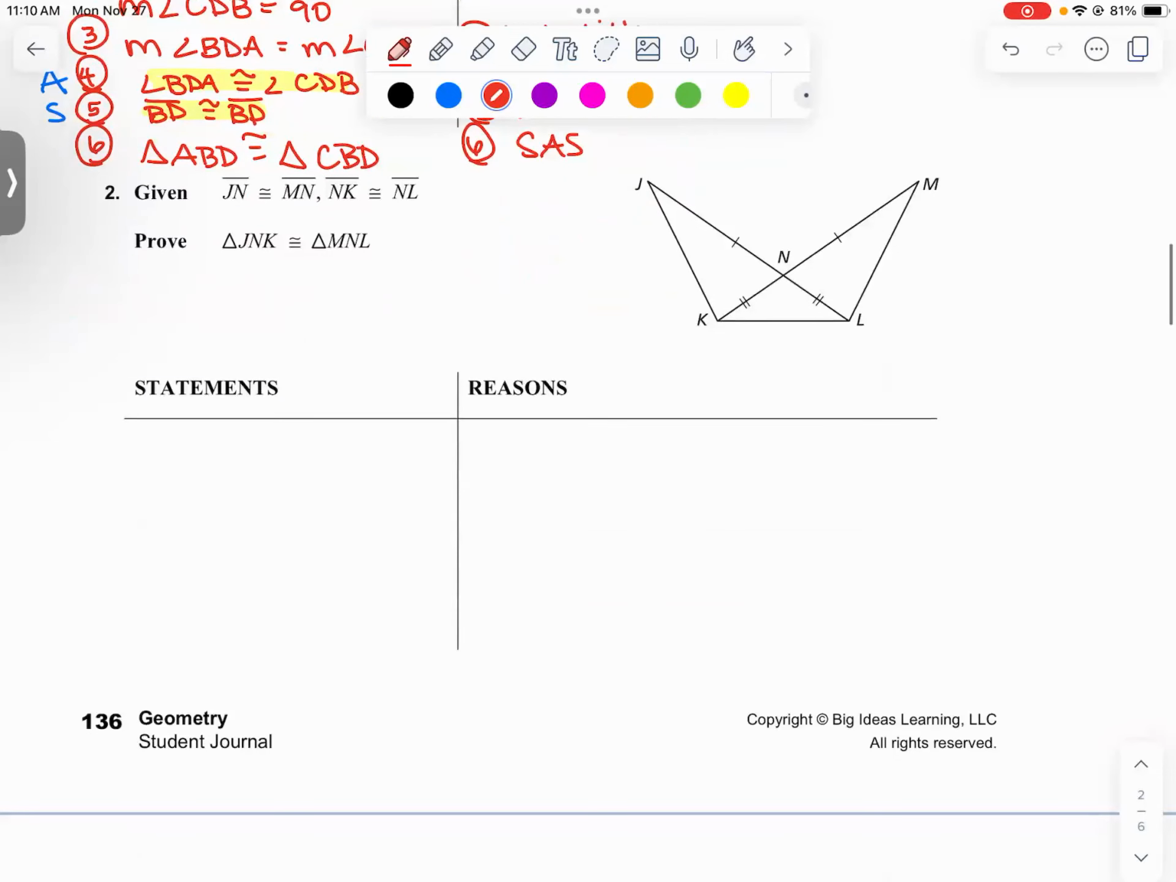All right, what I want you to do in number 2, I don't want you to write the proof. We're going to do that together, but I want you and your elbow partner to talk about what we would need to do in order to prove that these two triangles are congruent. Ready, set, go.